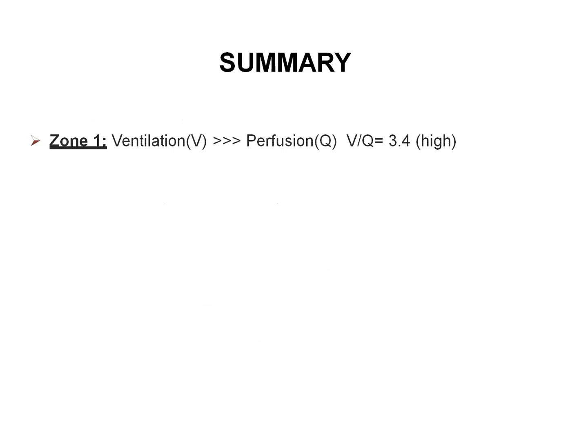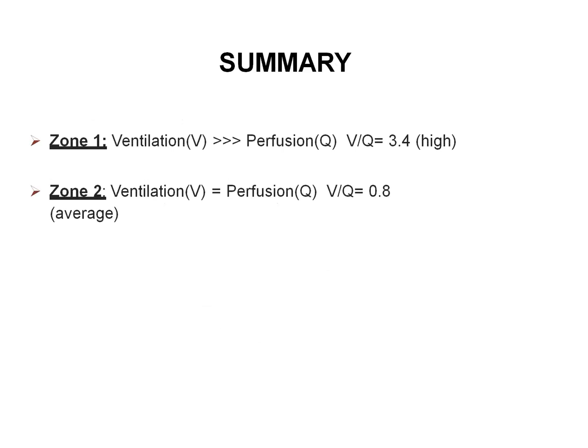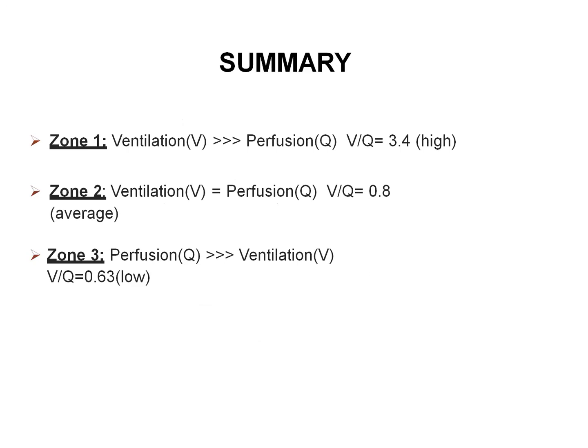So in summary, zone 1 is having 3.4 VQ ratio, zone 2 is average 0.8, and zone 3 is low, 0.63. In zone 1 at the apex, ventilation is more as compared to perfusion. Zone 2 in the middle part of the lungs, ventilation and perfusion are almost equal. Zone 3 at the base of the lungs, the perfusion is more as compared to ventilation. So the apex is again more infected by pulmonary tuberculosis.